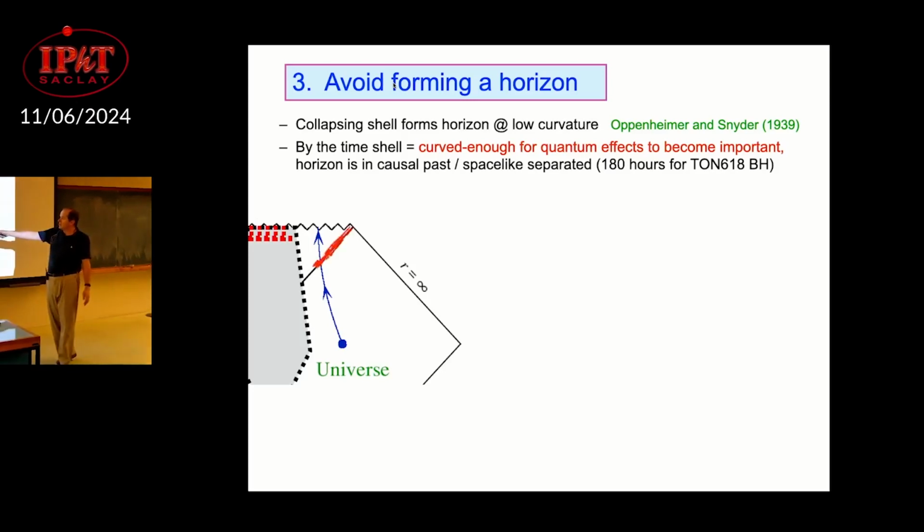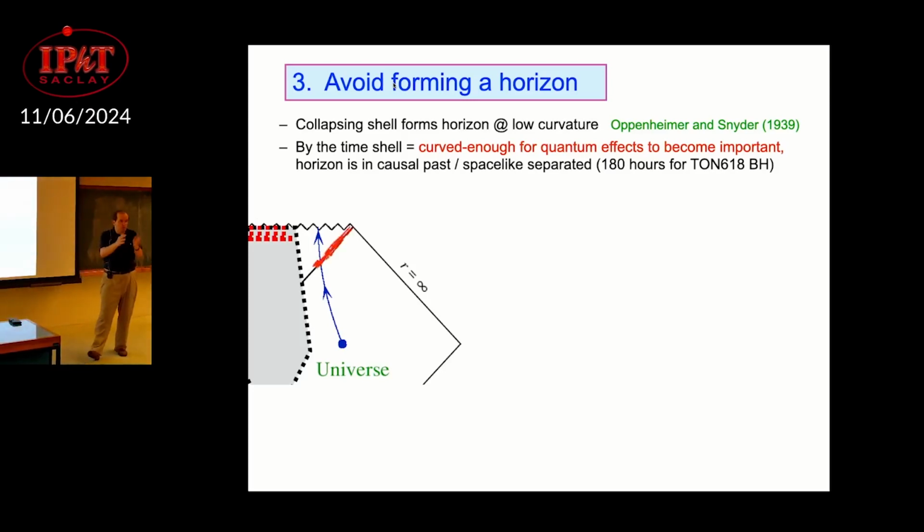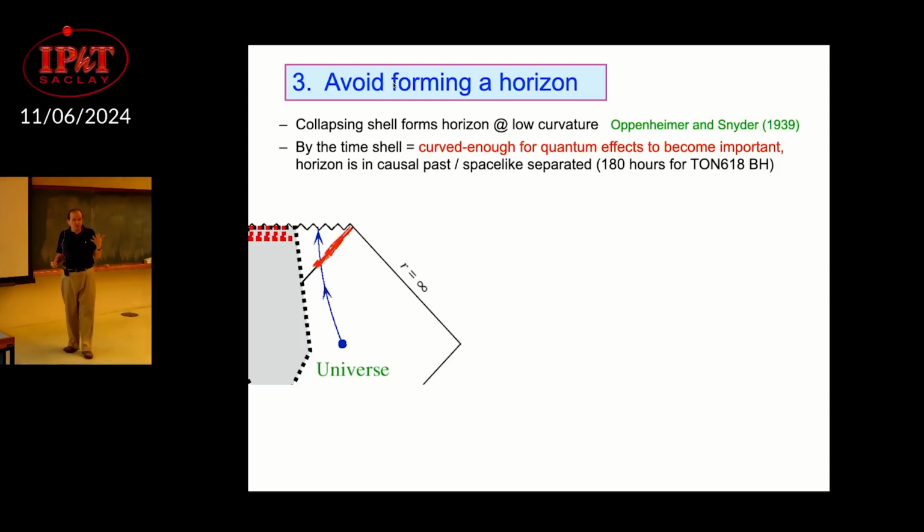By the time you make this red stuff here, by the time your shell of dust becomes strongly coupled and gravity becomes strong and you have problems, you're already 180 hours in the future of this region. So if you want to make some sort of firewall, fuzzball structure at the horizon, if you want to create some structure at the horizon and not create a horizon, you need to have some mechanism which allows you here to say, gravity, even if it looks weakly coupled, even if the curvature is as big as on the Earth, somehow gravity should be invalidated. Somehow gravity should break down at the scale here.